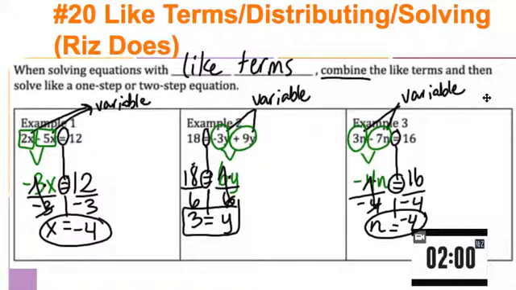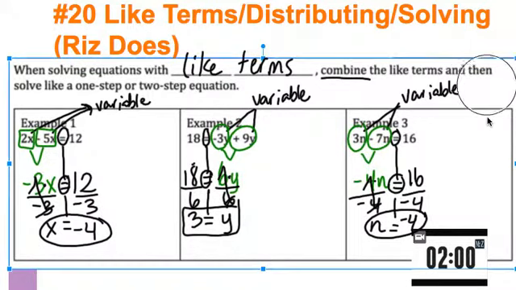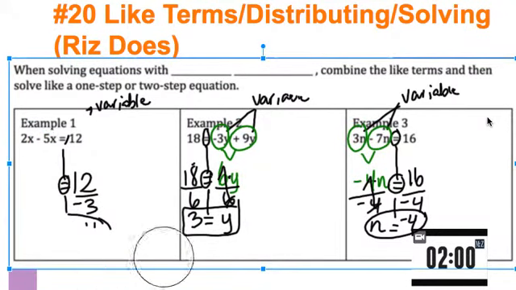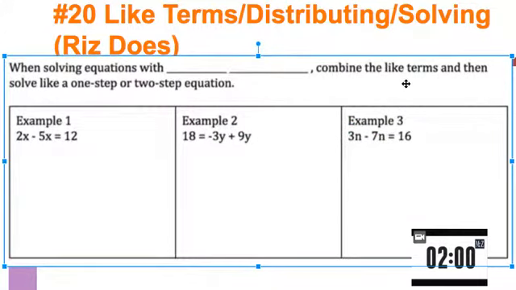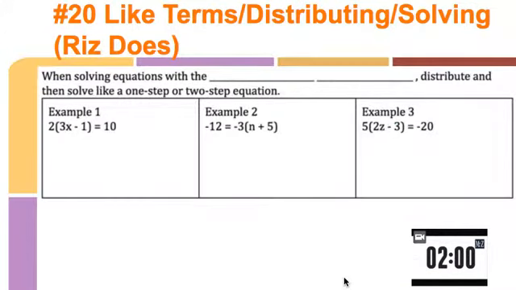Okay, and then we're going to do our last set of examples, which involve the distributive property, and that will be the end of the video. When solving equations with the distributive property, you want to distribute and then solve like a one-step or two-step equation. Okay? So I look at example 1.